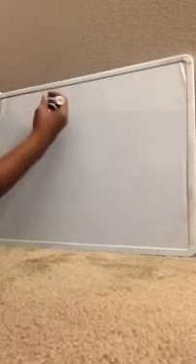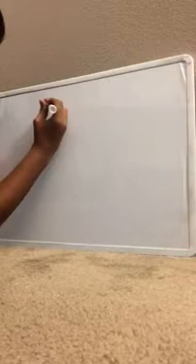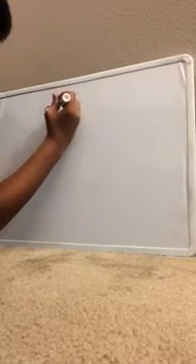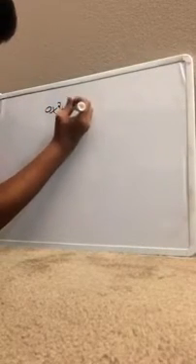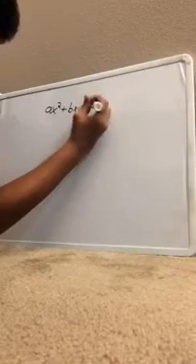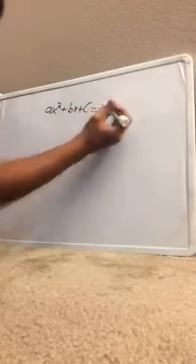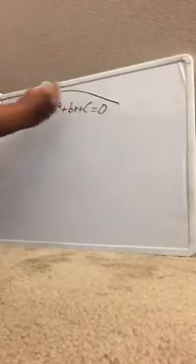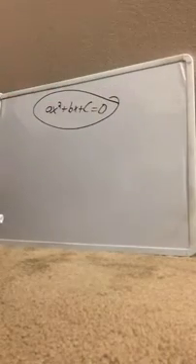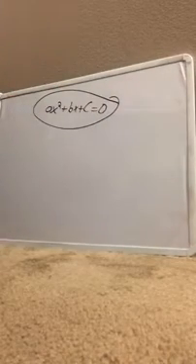Okay. Now, what is quadratic formula used for? Quadratic formula is used for quadratic equations. And what do quadratic equations look like? They look like this: ax squared plus bx plus c equals 0. That is a quadratic equation. And you use quadratic formula to solve these equations.